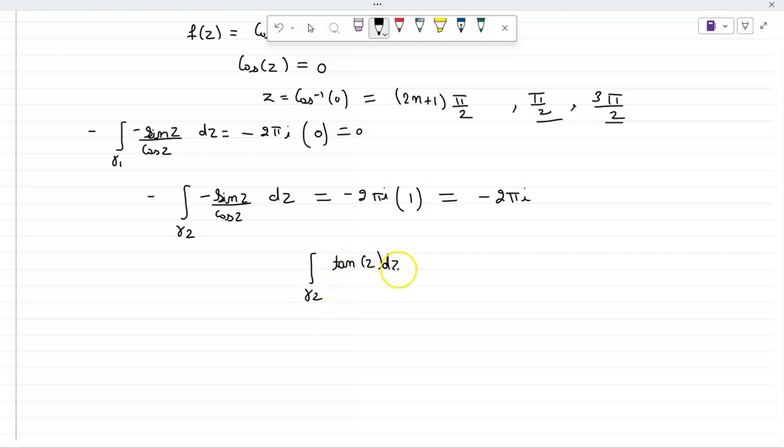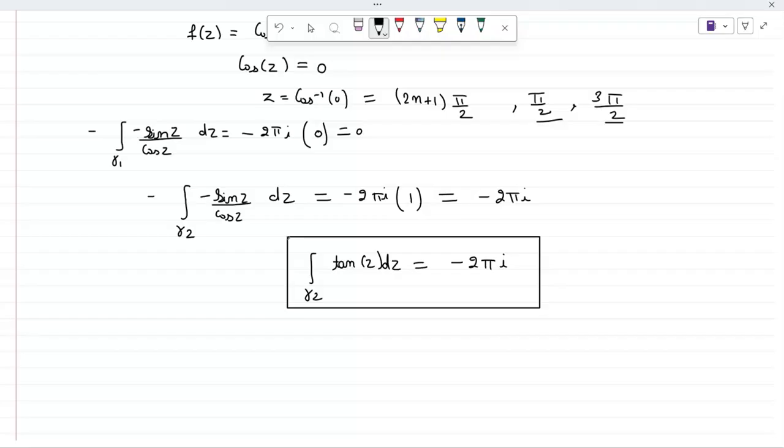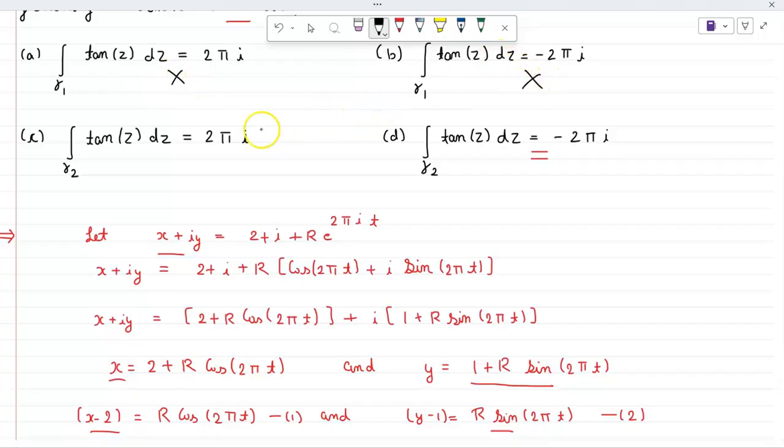equals minus 2 pi iota. So let's find out which of the given options is correct. Yes, the integral over gamma 1 is 0, and the integral over gamma 2 of tan z is minus 2 pi iota. So the fourth option is the correct option.